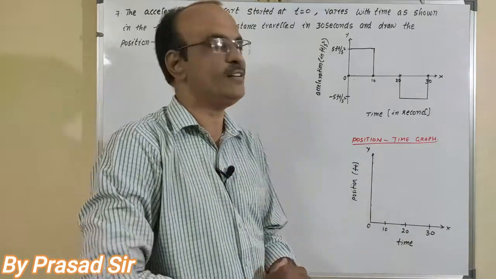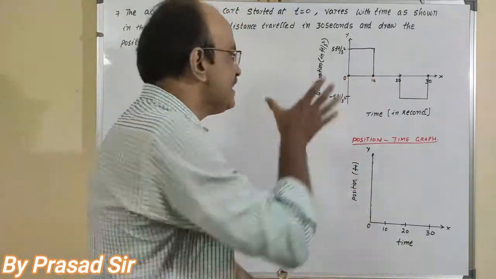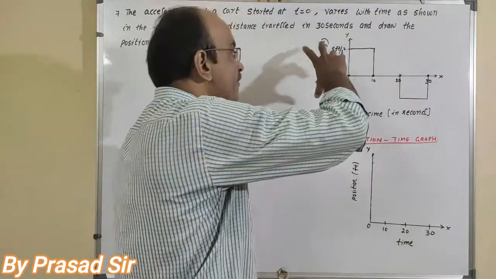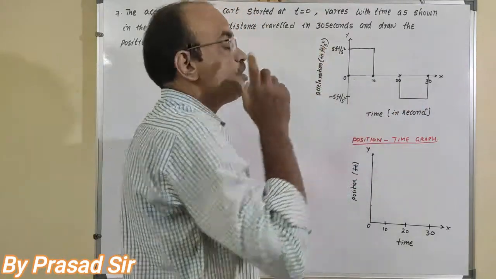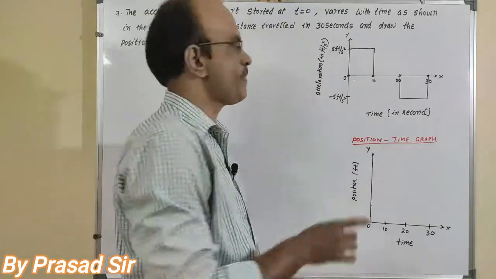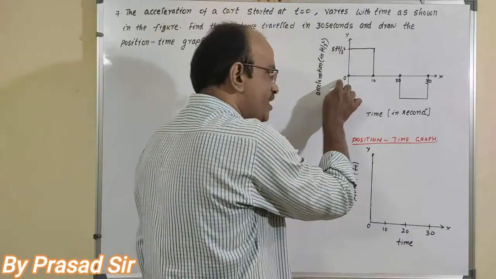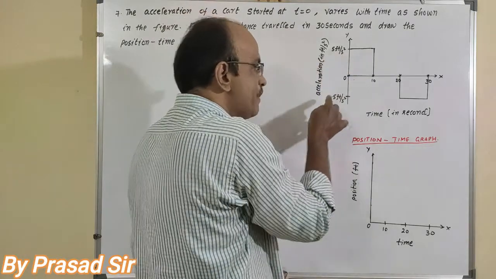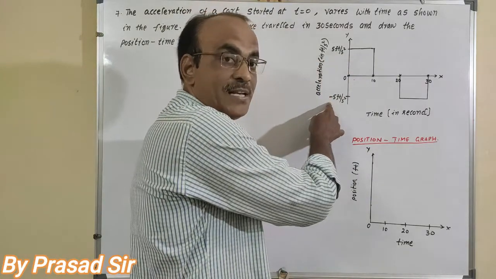To answer this one, observe the diagram first. In this diagram, on the x-axis, time is given. On the y-axis, acceleration in units of feet per second squared. Here, the position origin is O. Maximum acceleration is 5 feet per second squared. Minimum acceleration is minus 5 feet per second squared.